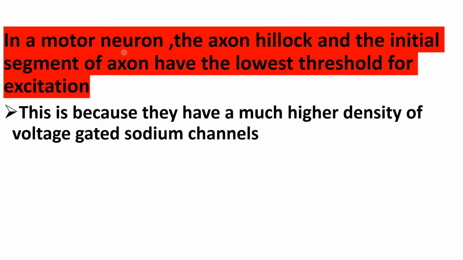Then, in a motor neuron, the axon hillock and the initial segment of the axon have the lowest threshold for excitation. Why? This is because they have a much higher density of voltage-gated sodium channels.